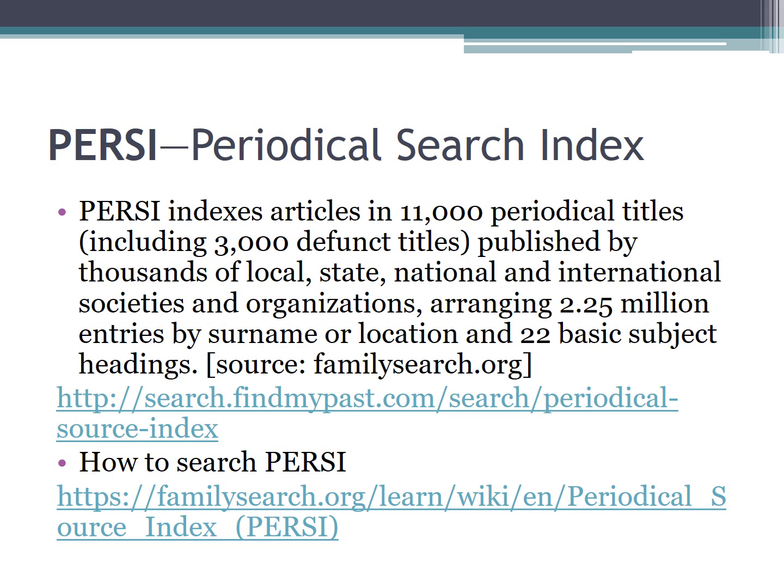PERSI, the periodical source index, contains thousands and thousands of periodical titles, and as of the last count that I saw, 2.25 million entries by surname or location, and some 22 basic subject headings. There is a link here to findmypast.com where you can search PERSI, and a how-to link is included here as well, on how to search PERSI, written by familysearch.org.